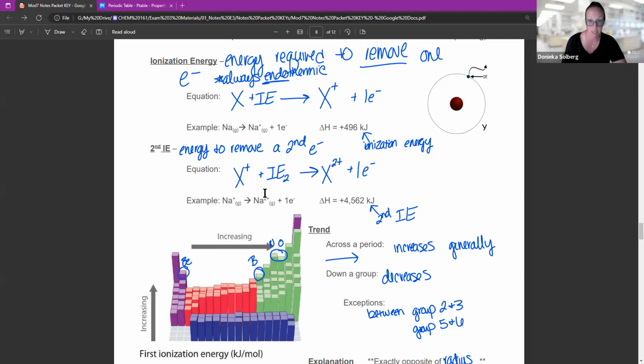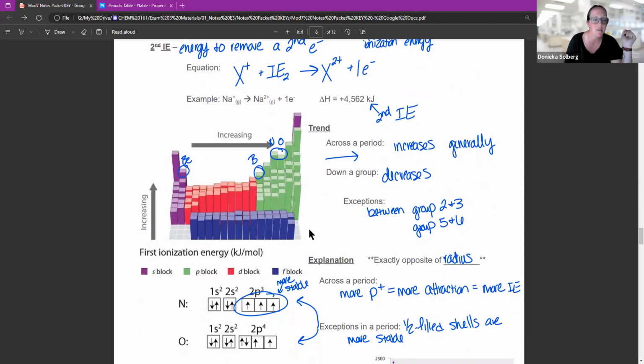It does not like to be Na2+, because when you remove that second electron, you're actually removing an electron from a full energy shell. And we don't want to do that. Okay, that is very difficult to do, which is why this requires so much more energy. Okay, so that's ionization energy versus second versus third and so on. Now we're just going to talk about first ionization energy. Okay, the energy required to remove 1 electron.